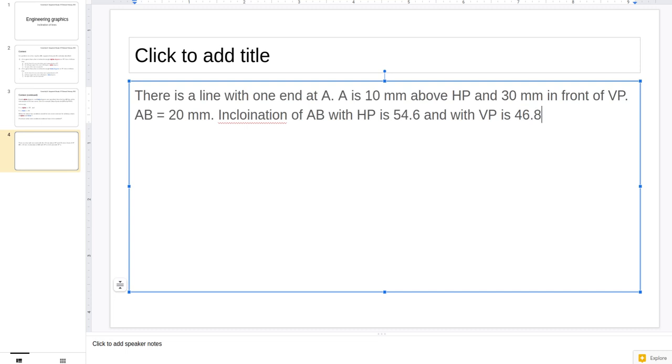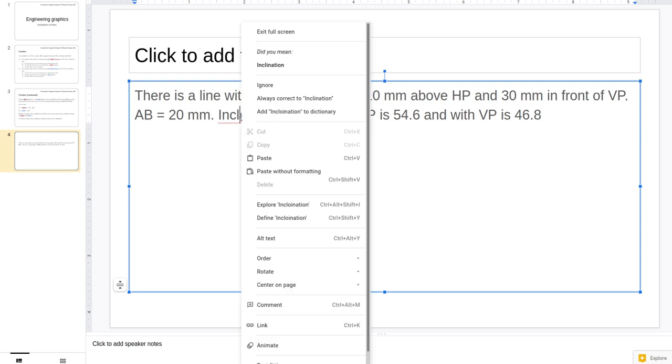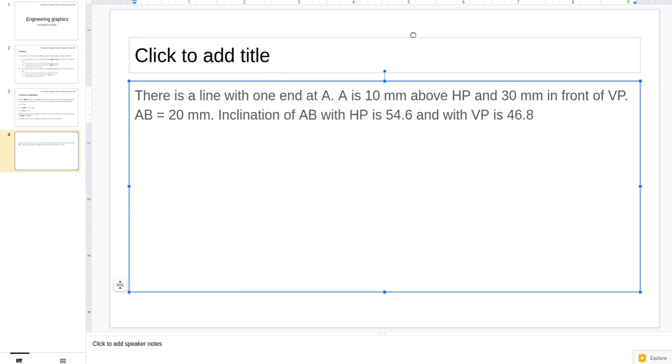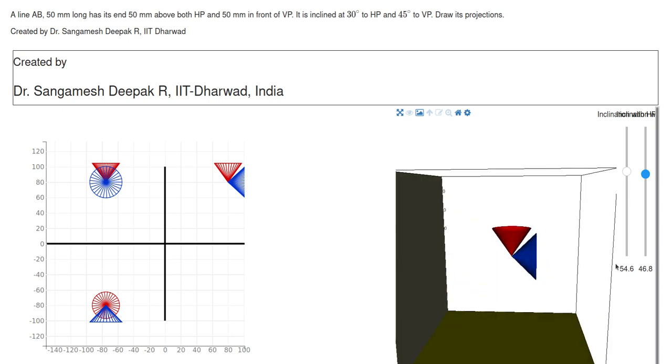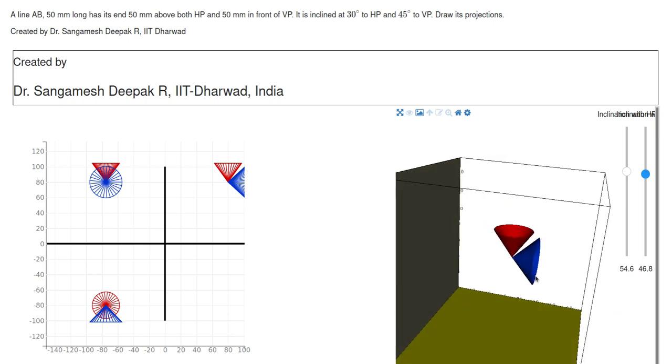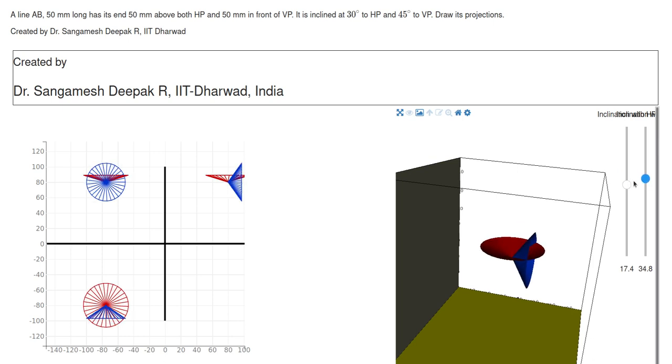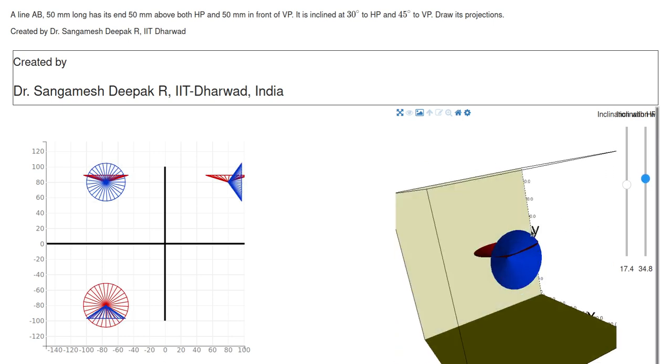Okay, so if a problem like this is given, there is actually no solution because the cones, as you are seeing here, don't intersect. These values represent alpha and beta. Alpha is 54.6, beta is 46.8. For some set of values the cones seem to intersect, for some set they don't. So how do we know?